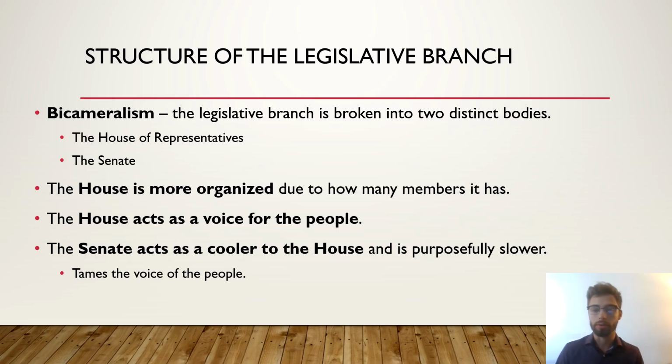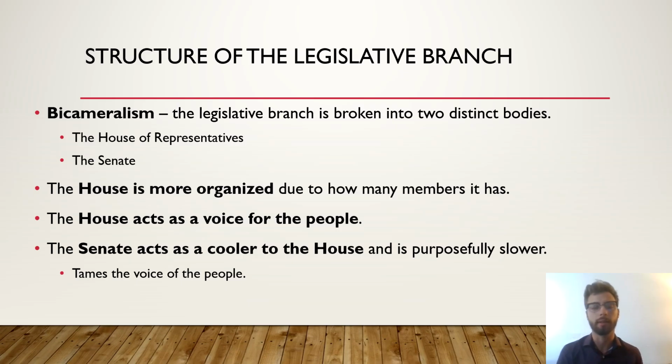What is the structure? We remember from the beginning of the semester the Great Compromise, the compromise made at the Constitutional Convention of 1787. We see bicameralism being implemented. This is where we divide the legislative branch into two bodies. We will have the House of Representatives and the Senate. The House of Representatives representing the Virginia plan, and the Senate representing the New Jersey plan.